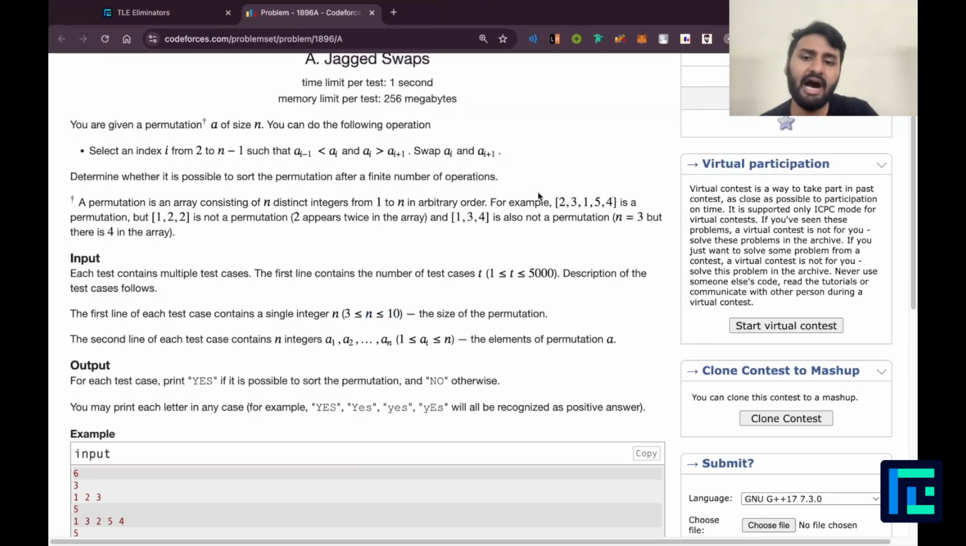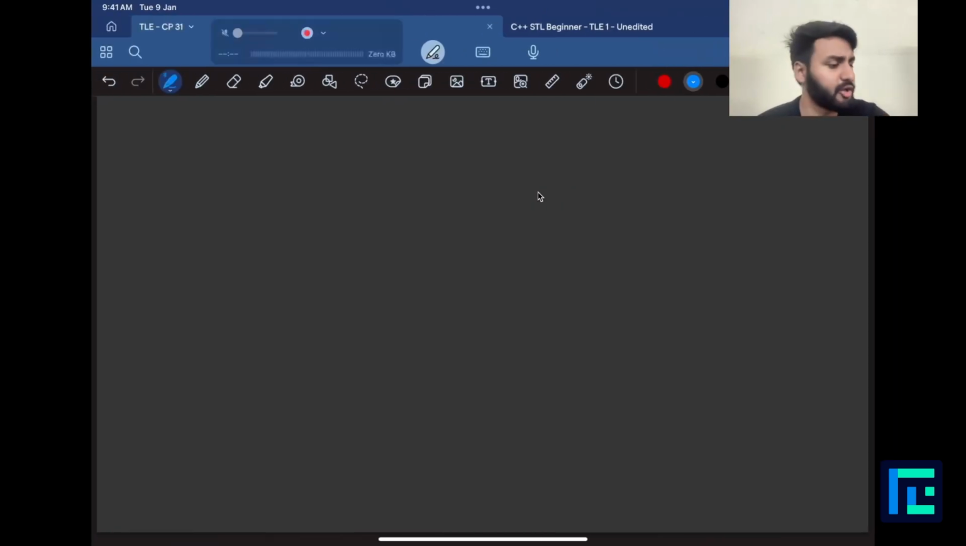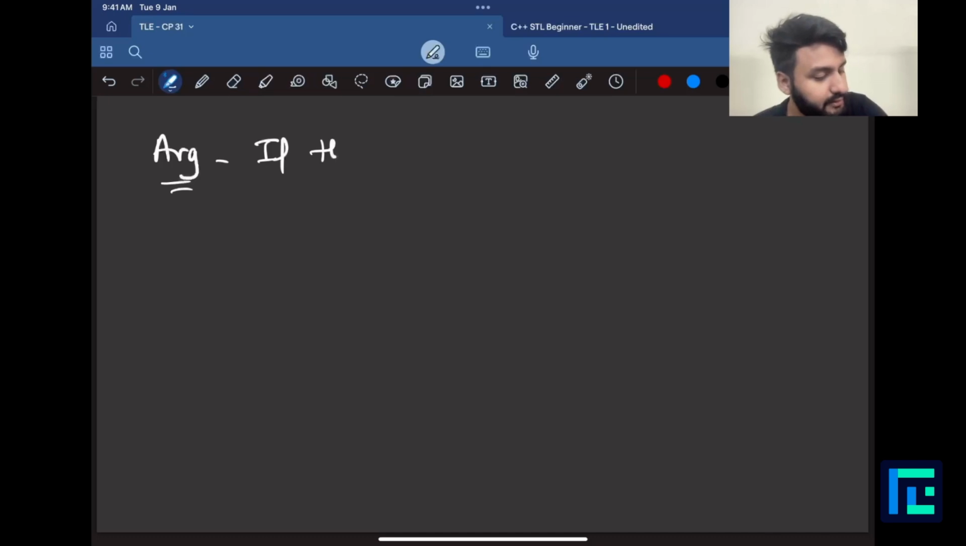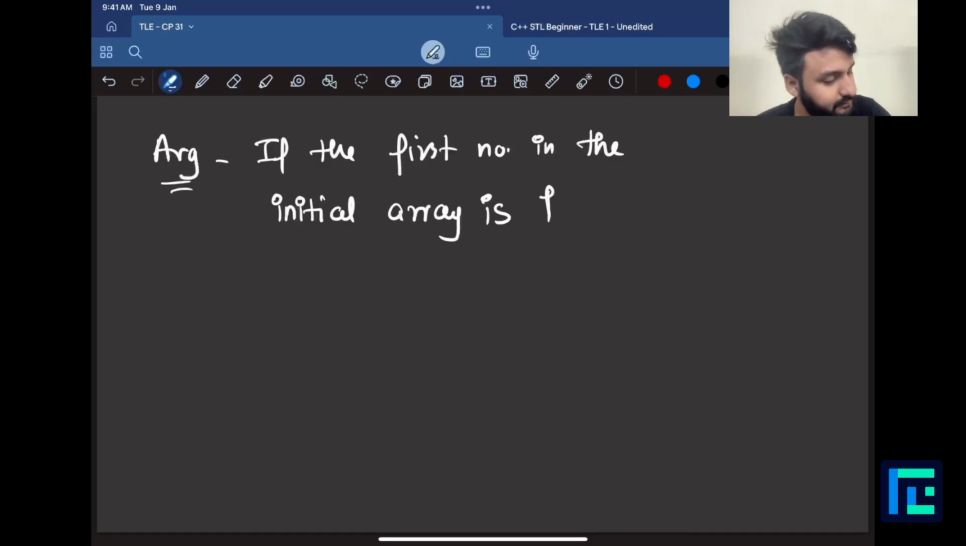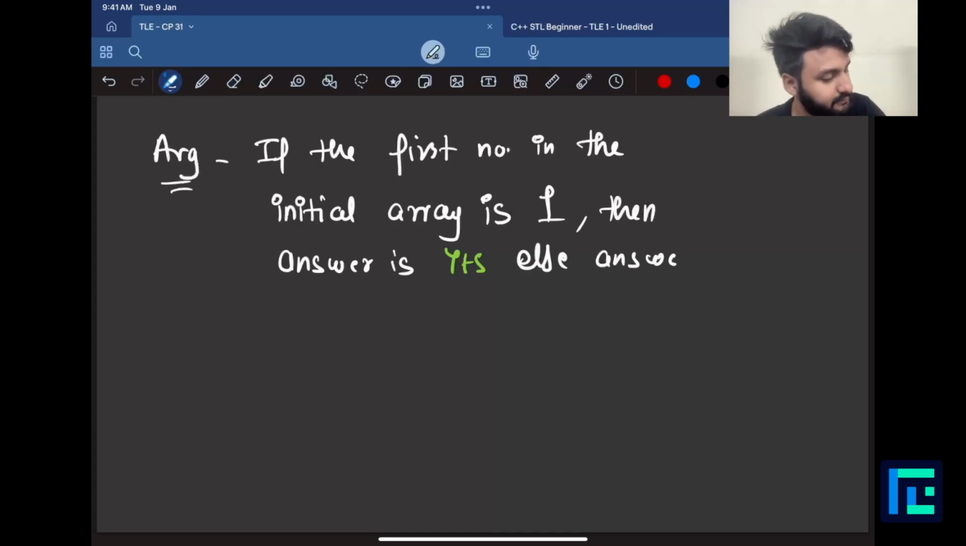Okay, so the problem in our case is basically a simple problem if you understand the argument. I have a very simple argument that solves this problem. Let's try to discuss this. My argument is if the first number in the initial array is 1, then answer is, you can say yes, else answer is no. This is my argument.